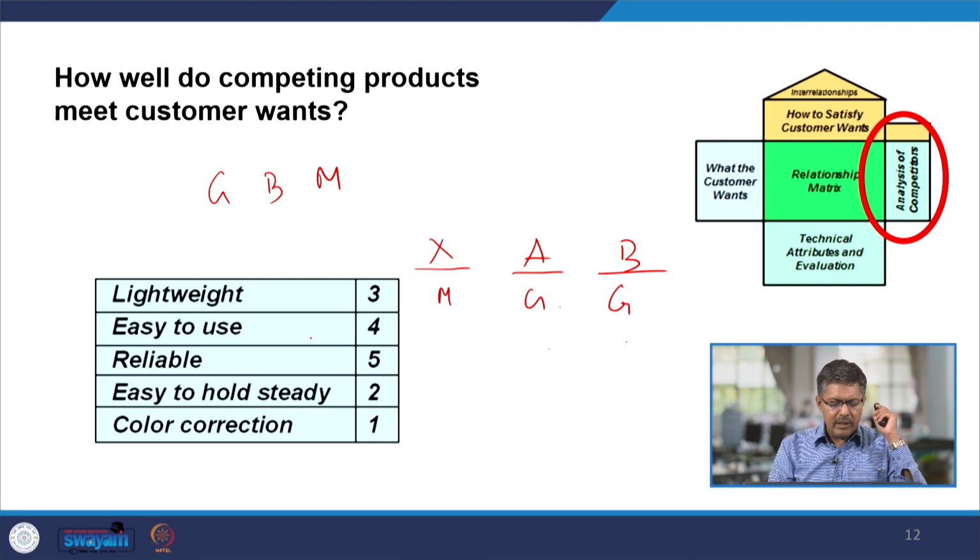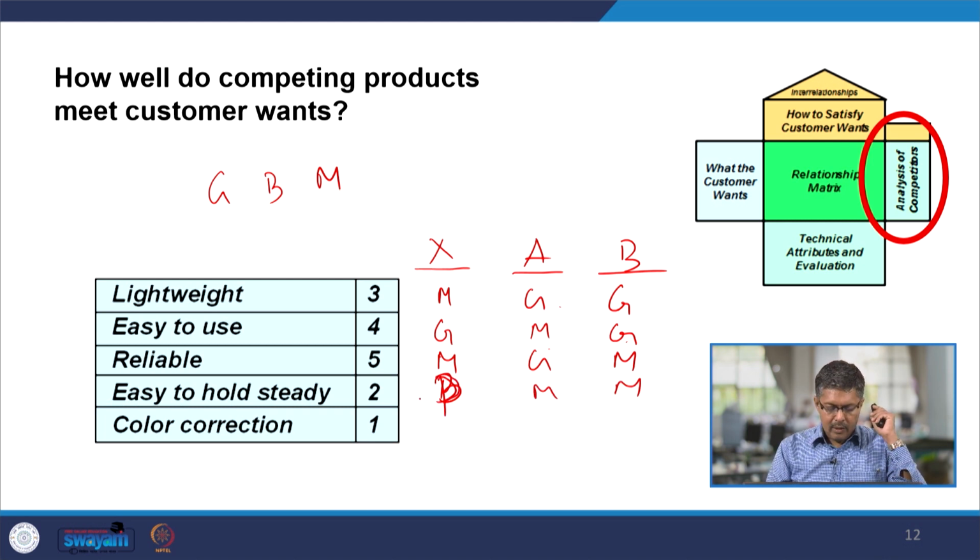Then in terms of easy to use, company X gets a good, company A gets, let us say, moderate, and B again good. Reliable, is it reliable? Yes, it is reliable, moderately reliable, and this is good and this is moderate. Then easy to hold or steadiness, in that aspect, this can be, let us say, bad or poor. So, poor, and this is moderate and this is moderate.